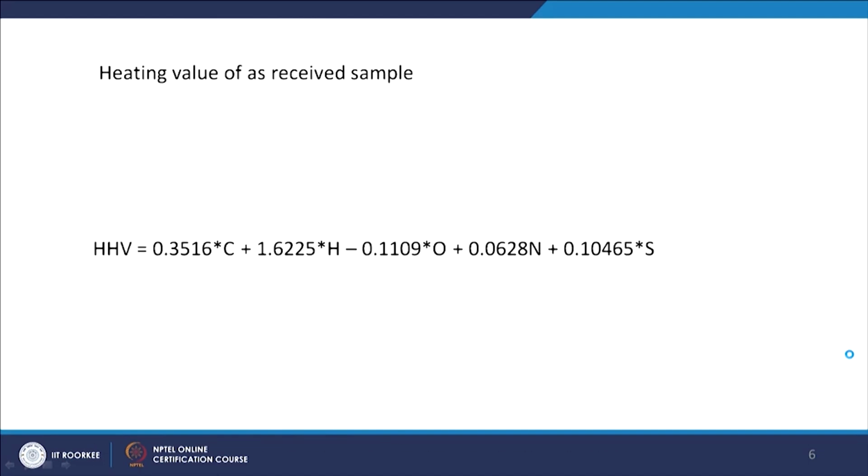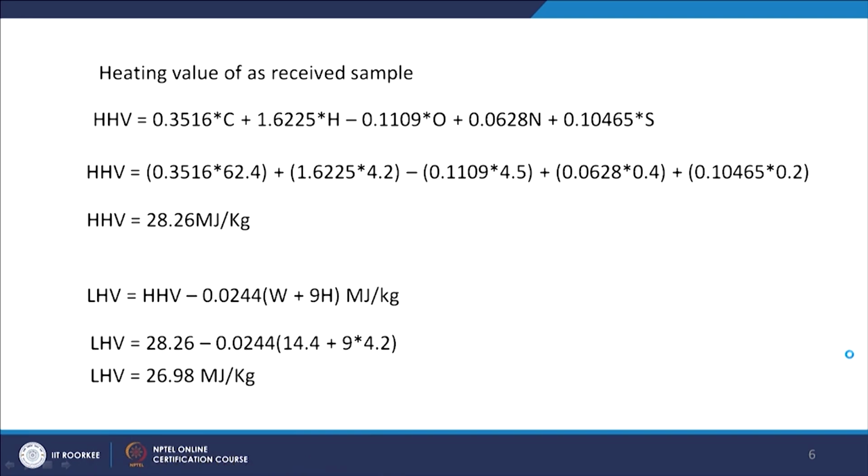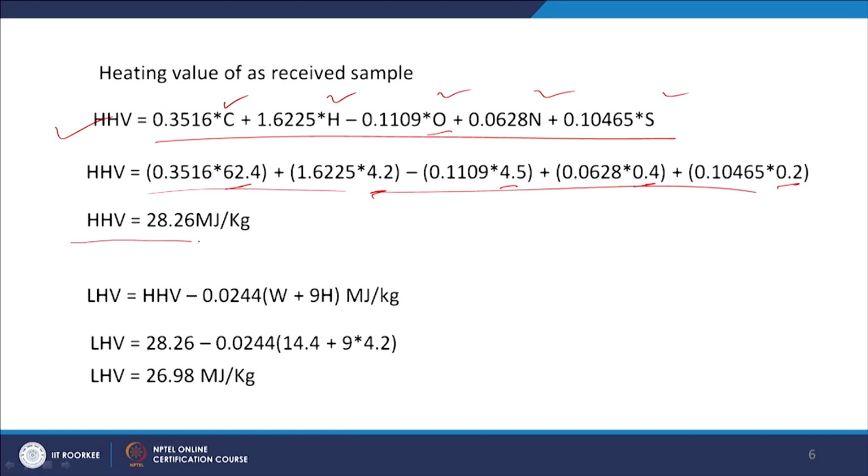Then heating value we have to calculate. So, the heating value formula is given. HHV is equal to this formula. Now, we have got the values of CHONS, so we will put those values. C is equal to 62.4 on as received basis, hydrogen is 4.2, oxygen is 4.5, nitrogen is 0.4, sulfur is 0.2. So, by this formula we are getting HHV equal to 28.26 megajoule per kg, and for LHV this formula is also given.